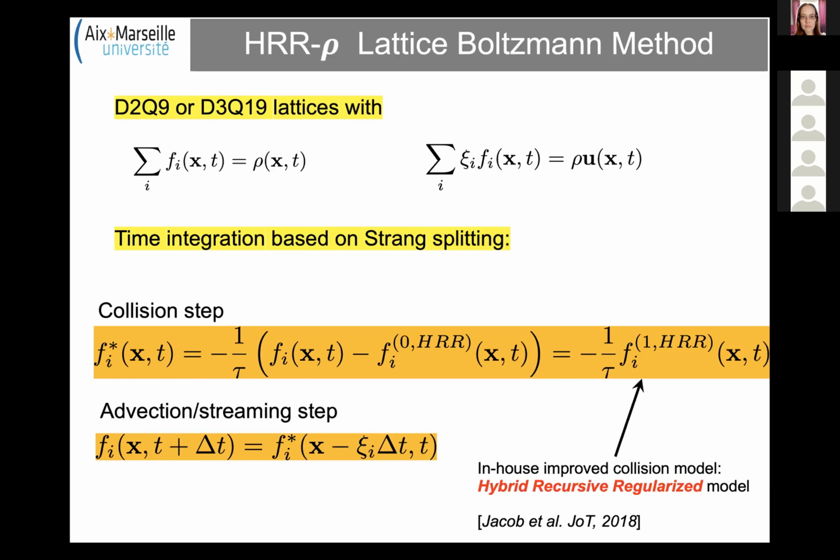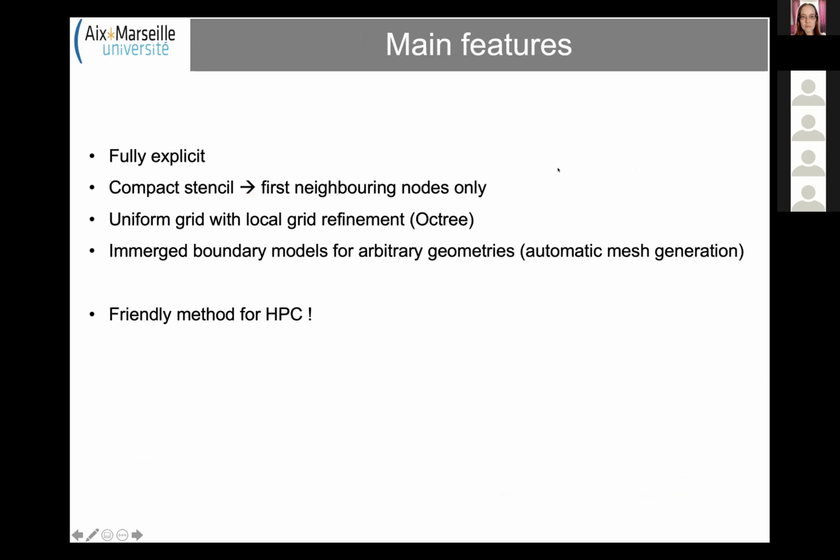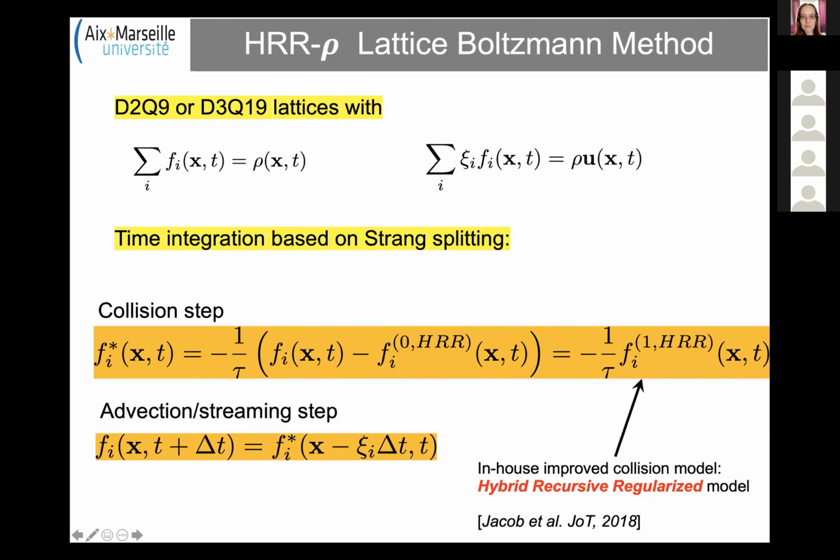On rho, because looking at the zeroth order moment of our distribution function, we recover density. It's also possible to define other methods in which, for example, in place of density, you can recompute pressure directly. And of course, the next moment corresponds to momentum. This is pretty classical.